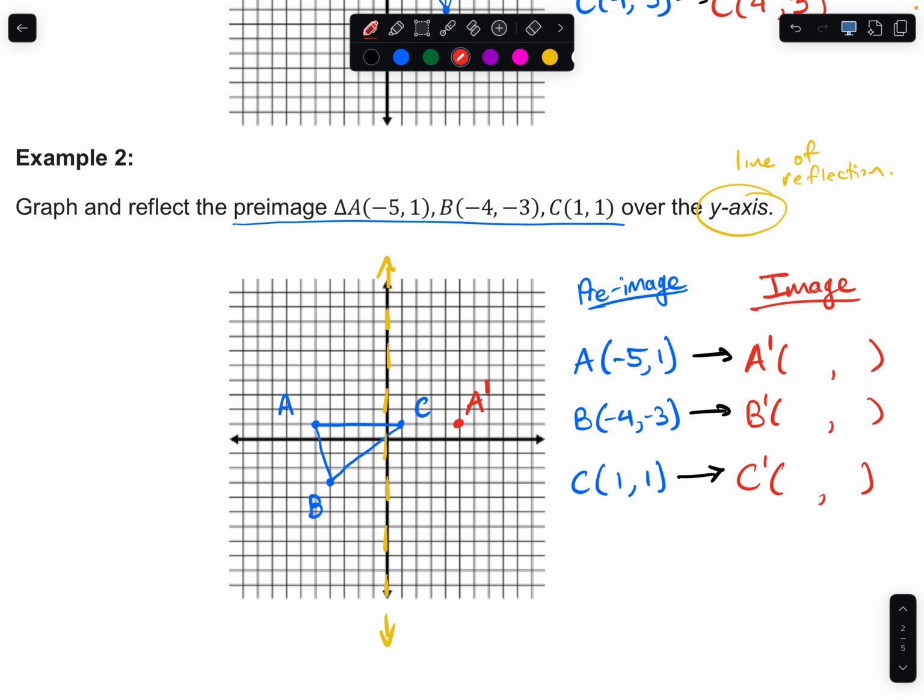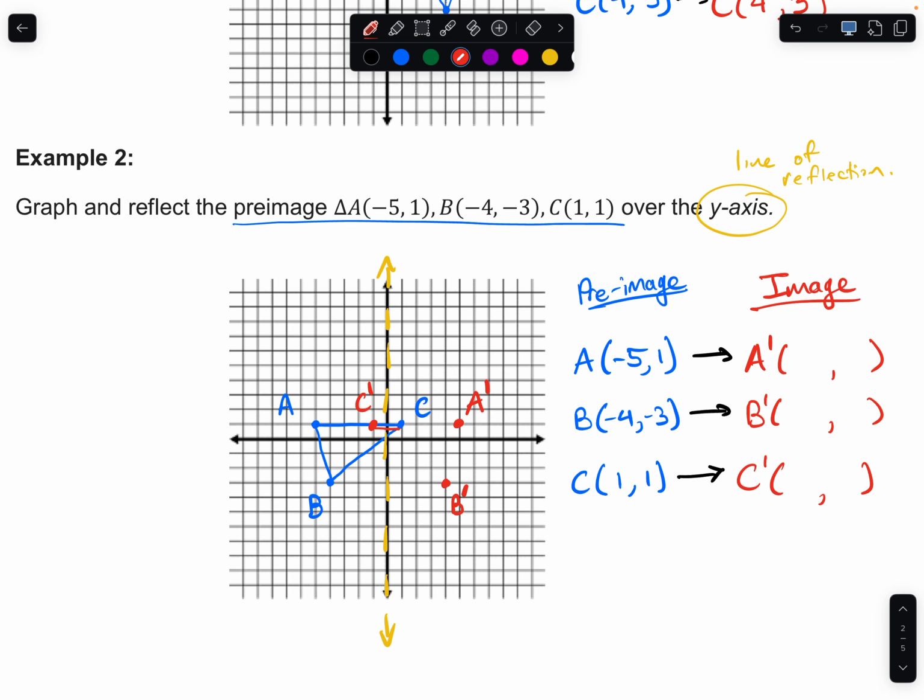Let's do the same for B. B looks like it's 4 units away from the y-axis. So if we go 4 units to the right, then we know that B prime, rather, should be there. And then C prime is 1 unit to the right of the y-axis. So if we keep going, 1 unit to the left would put C prime right here.